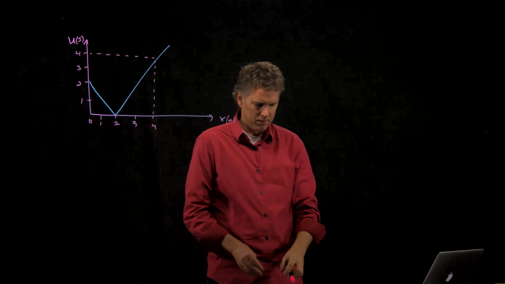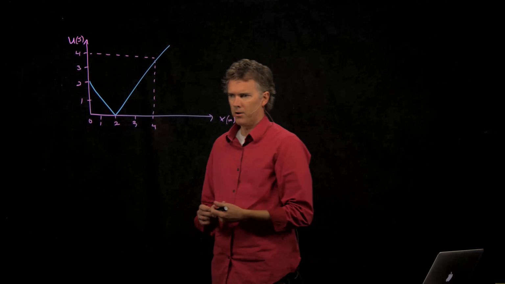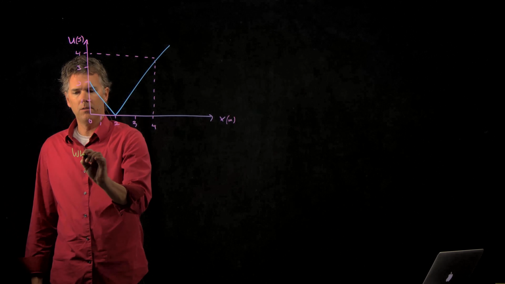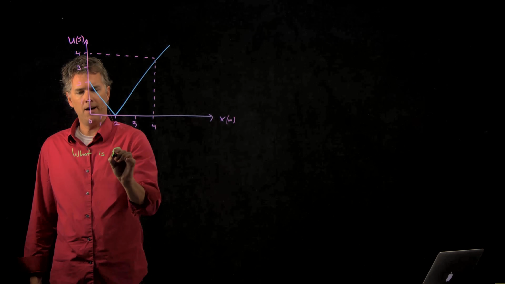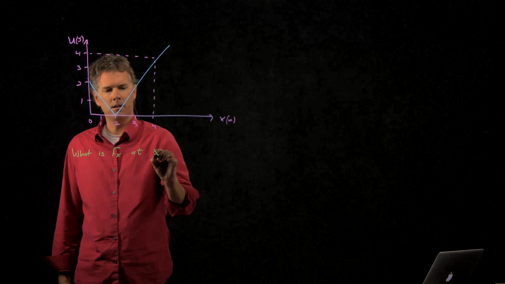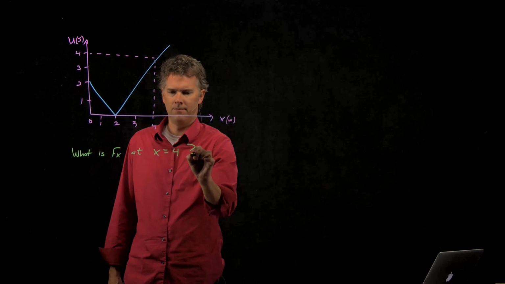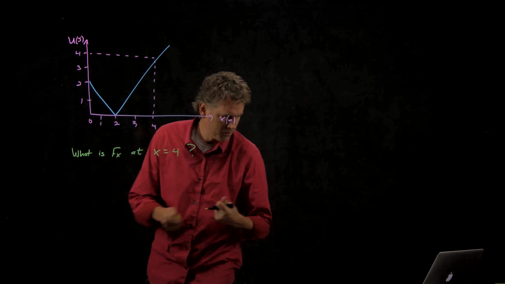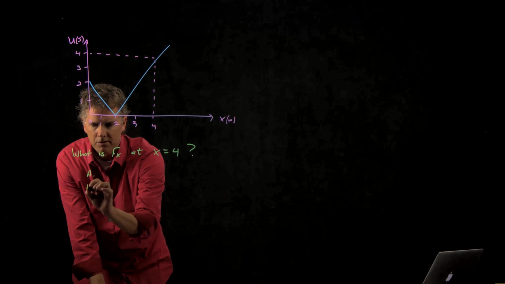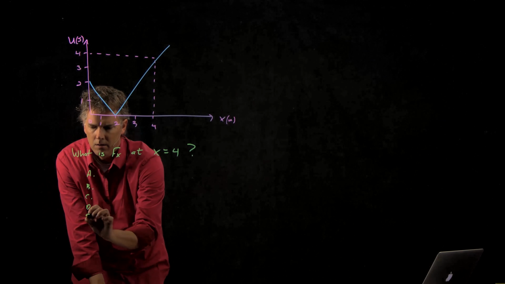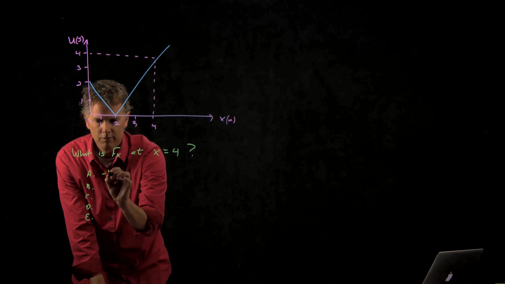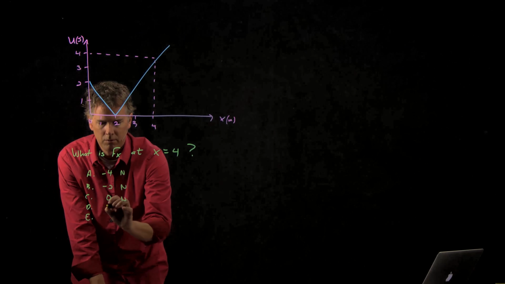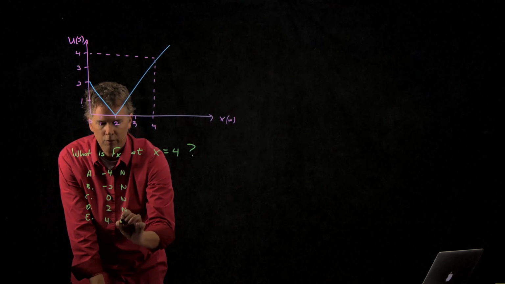So this is the potential energy function for a particle, and what they want to know is what is F sub x at x equals 4. See if you can work that out, and I'll tell you what your options are. You've got A, B, C, D, E, and it is -4 newtons, -2 newtons, 0 newtons, 2 newtons, or 4 newtons.